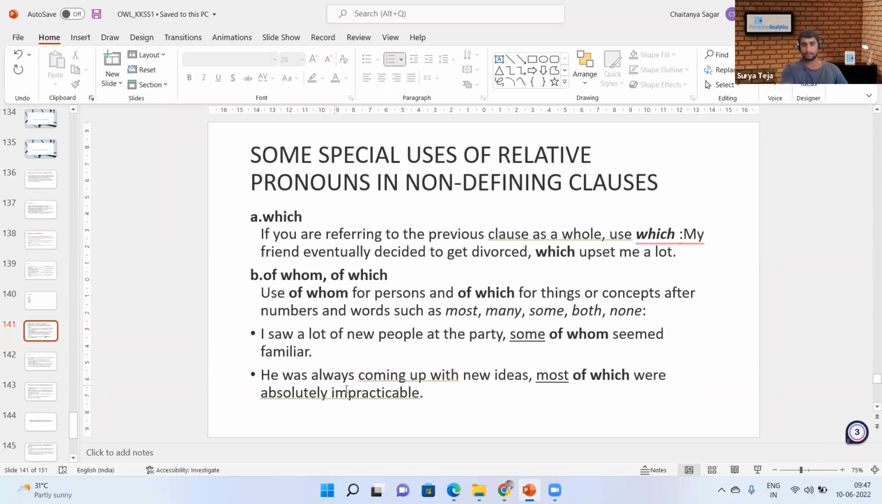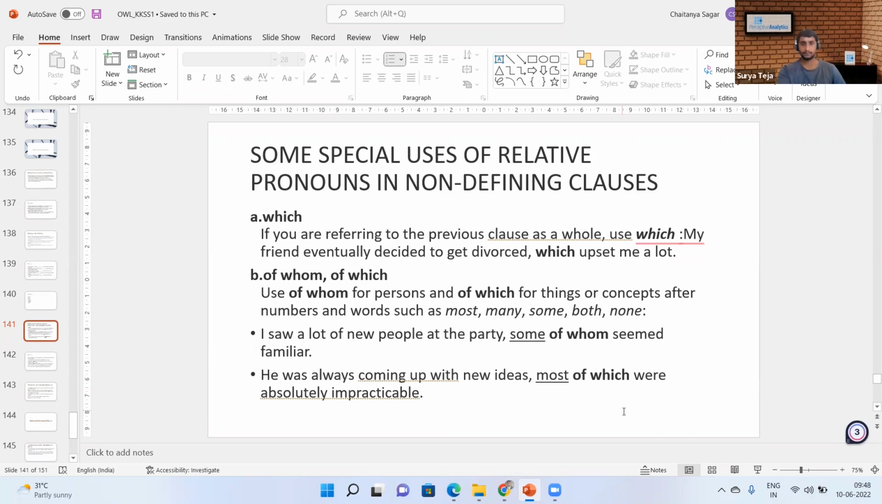In the second example, if you see, he was always coming up with new ideas, most of which were absolutely impracticable. Most of which, what is which referring to? Which is referring to the ideas, not he. It is talking about most of the ideas he comes up with, most of which. So which is referring to the things, not the people or the living beings. So that's why we have used which here.